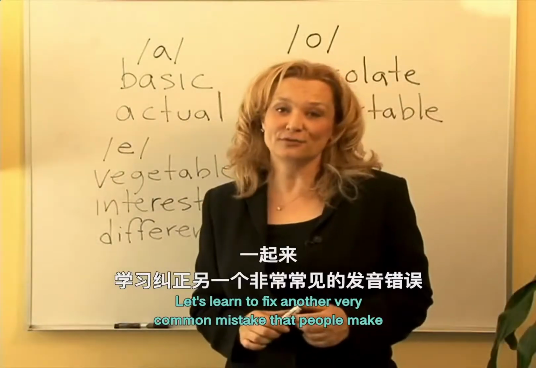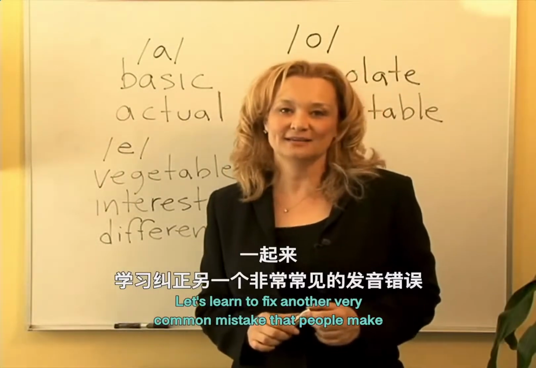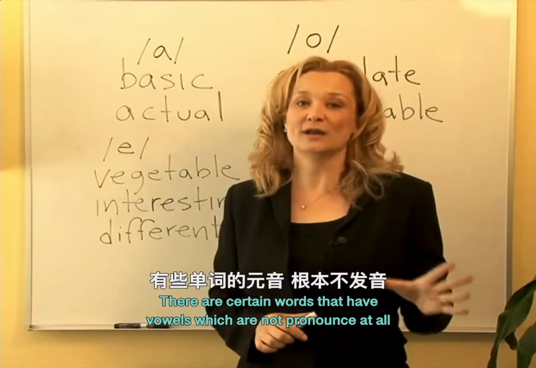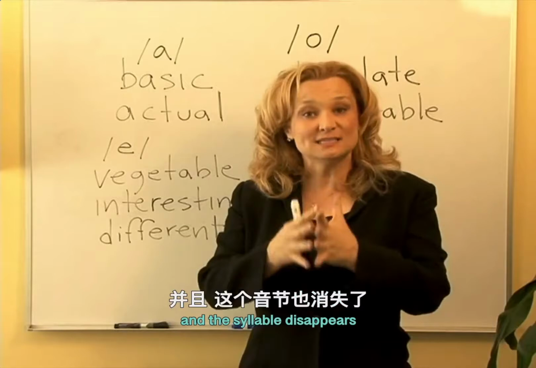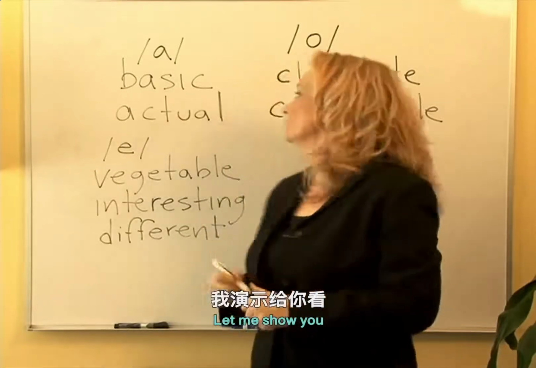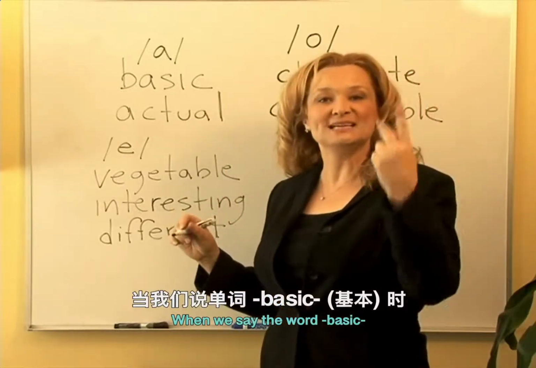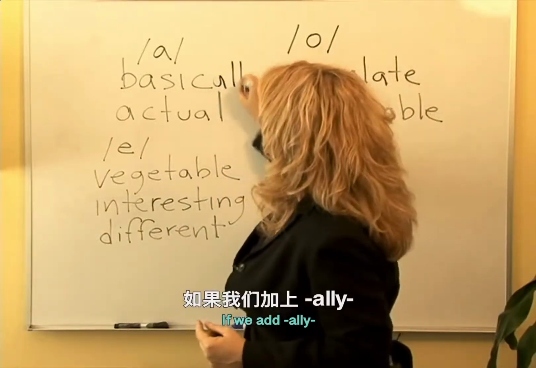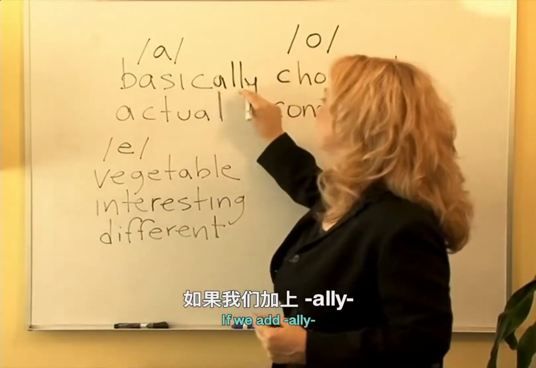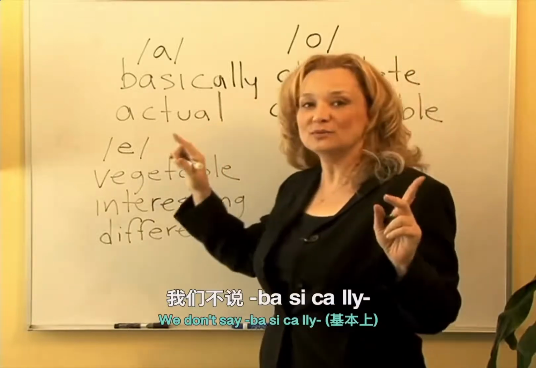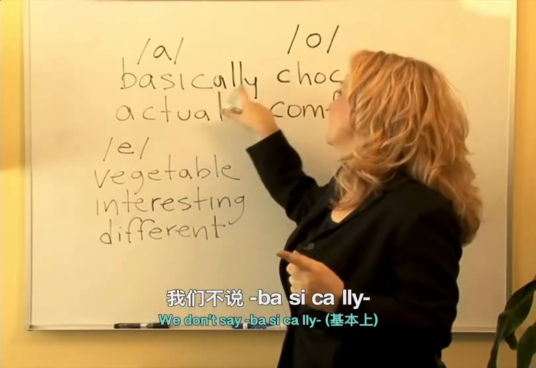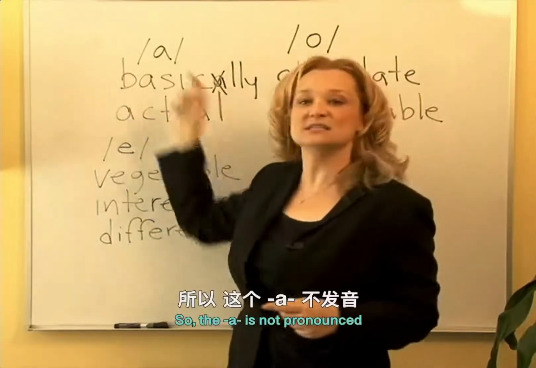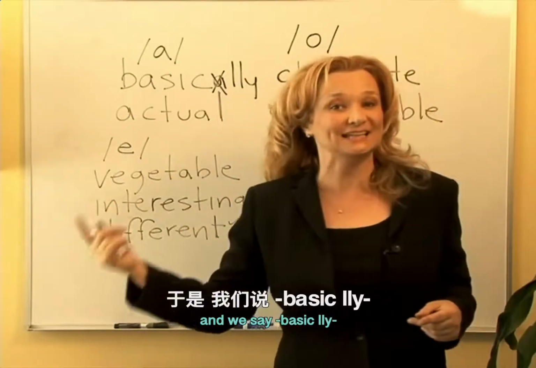Let's learn to fix another very common mistake that people make. There are certain words that have vowels which are not pronounced at all and the syllable disappears. Let me show you. When we say the word basic, it has two syllables. If we add A-L-L-Y, we don't say basically. This A disappears. So the A is not pronounced and we say basically.